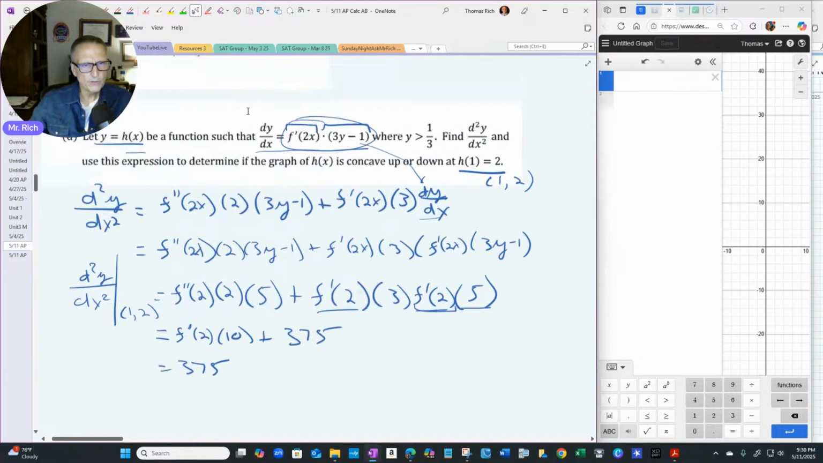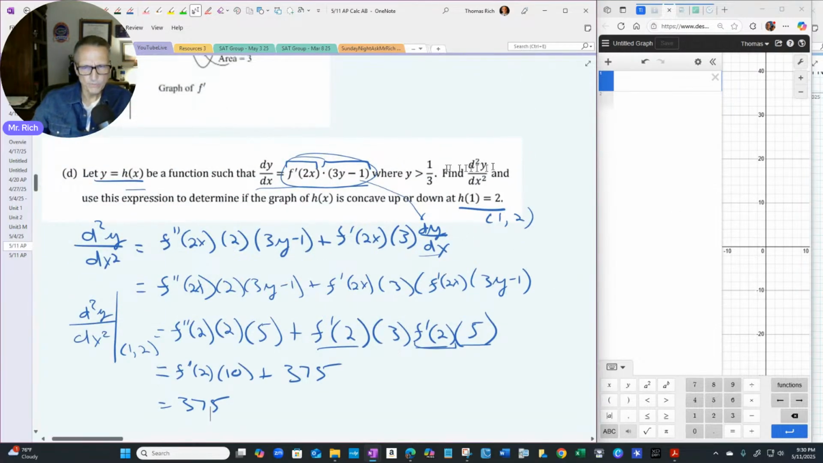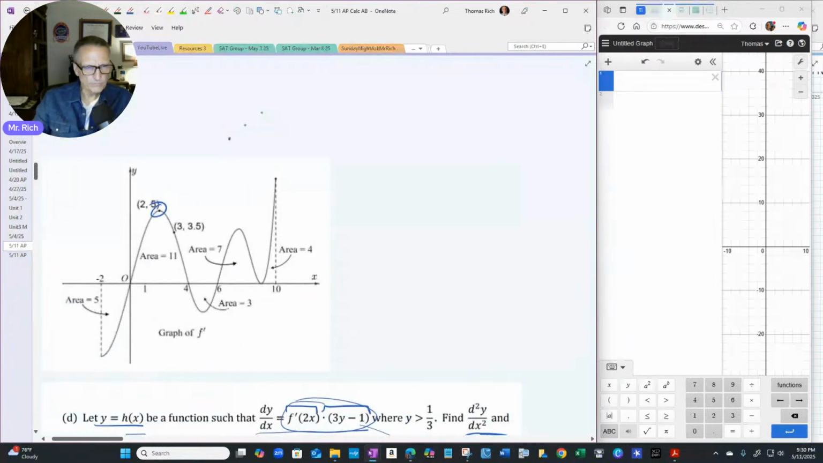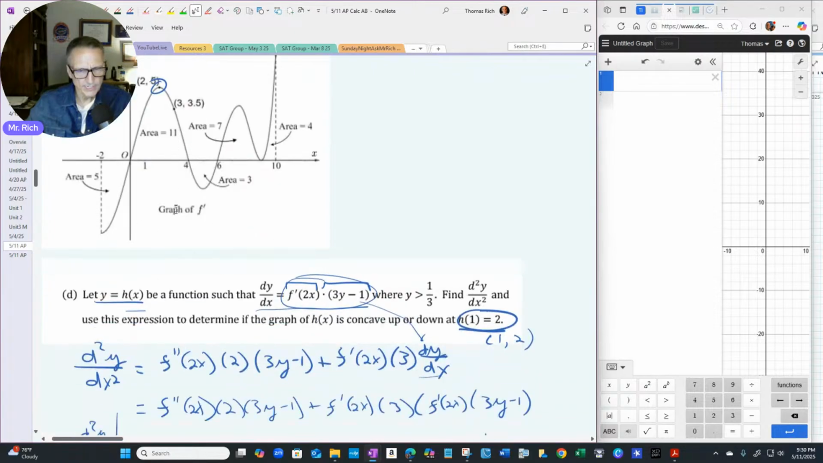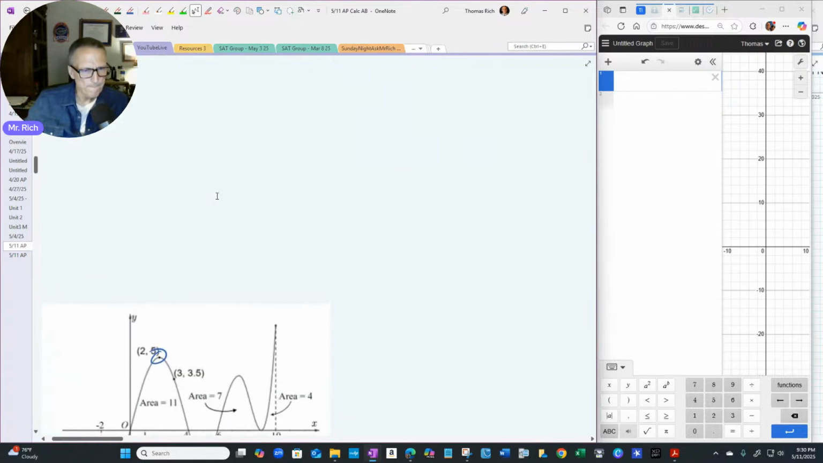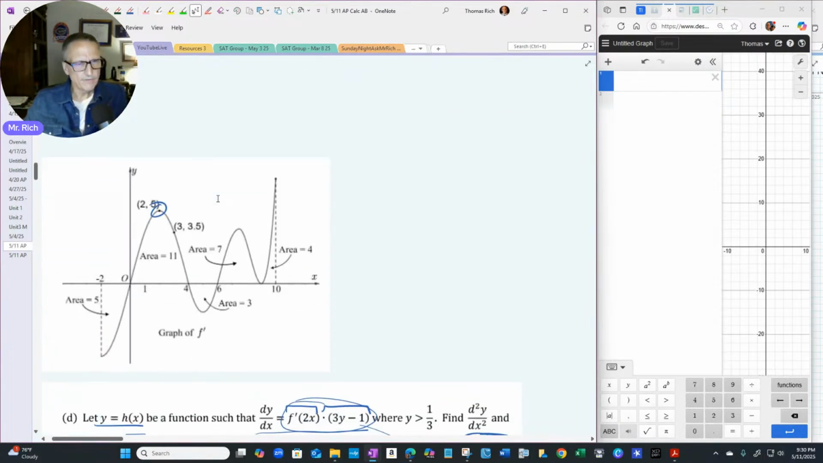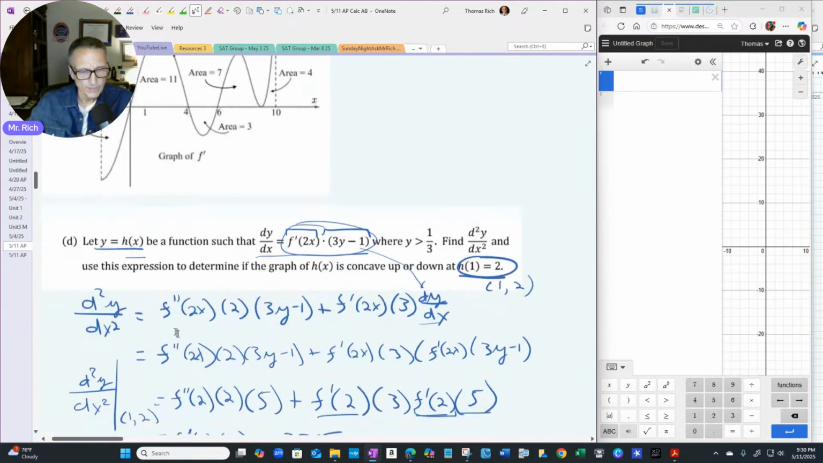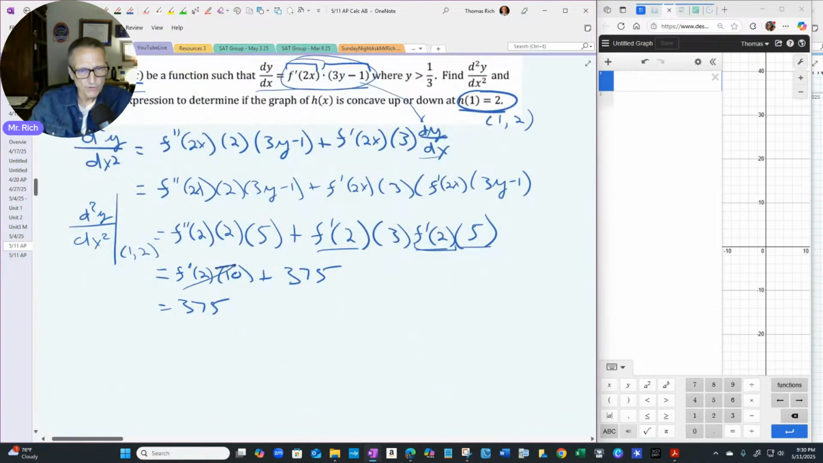So our conclusion is that h of x is going to be concave up at this point because the second derivative is positive. So we had to use our F prime graph multiple times to get the values that we needed to plug in there. Isn't F double prime of 2 0? Yes, exactly. F double prime of 2 is 0 because F prime reaches a relative max. So it is going to knock that term out right there.